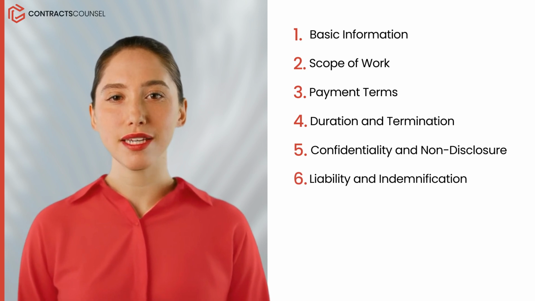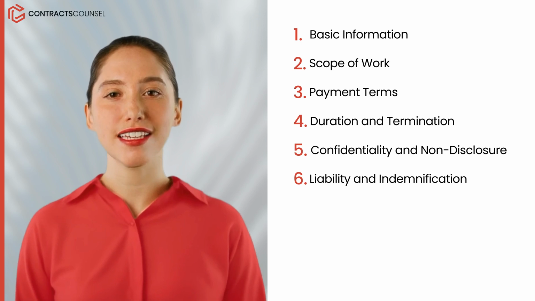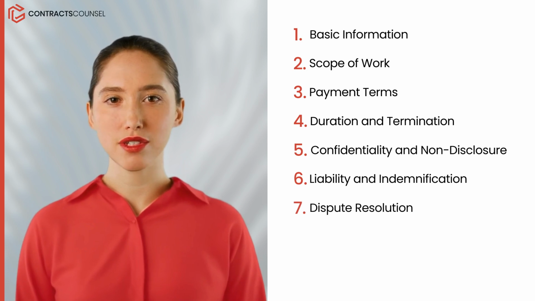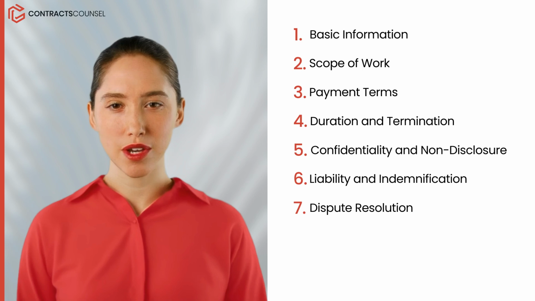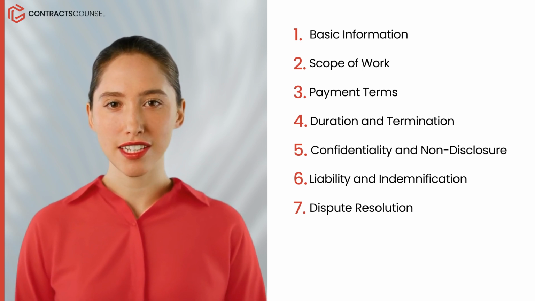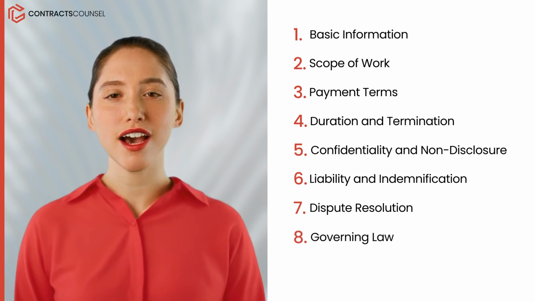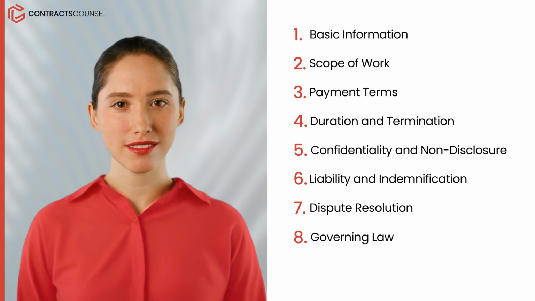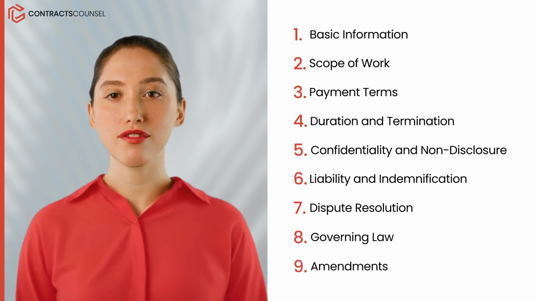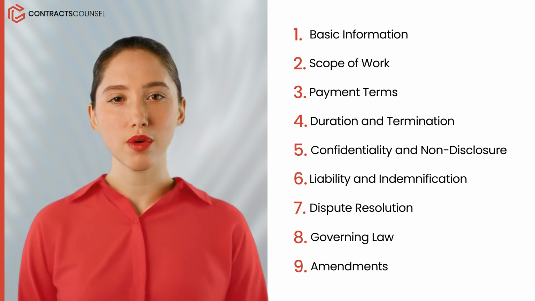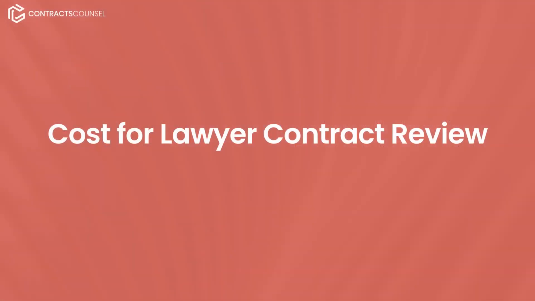Check for clauses that limit or exclude liability and understand the indemnification obligations of each party. 7. Dispute resolution. Review the procedures for resolving disputes. Check if arbitration or mediation is required before litigation. 8. Governing law. Note the governing law and jurisdictions specified in the contract. And 9. Amendments. Review the process for making amendments to the contract. In order to make your own checklist, you will need to identify the type of contract you have and research its key terms.